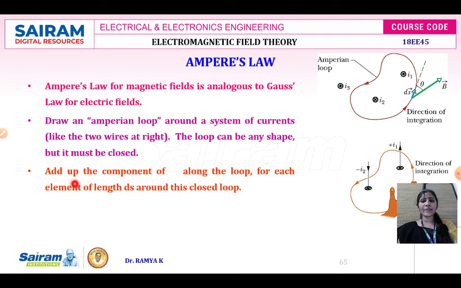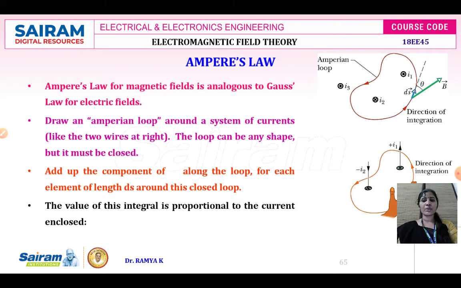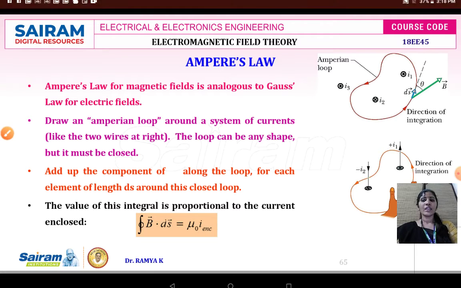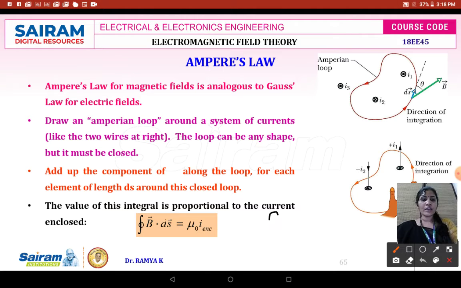Now add up the component along the loop for each element of length ds around this closed loop. Now the value of this integral is proportional to the current enclosed. Therefore we can write B dot ds is equal to mu into I. By definition, Ampere's law states that the magnetic field intensity in a closed line is equal to the current enclosed in that circuit. So it is by definition.